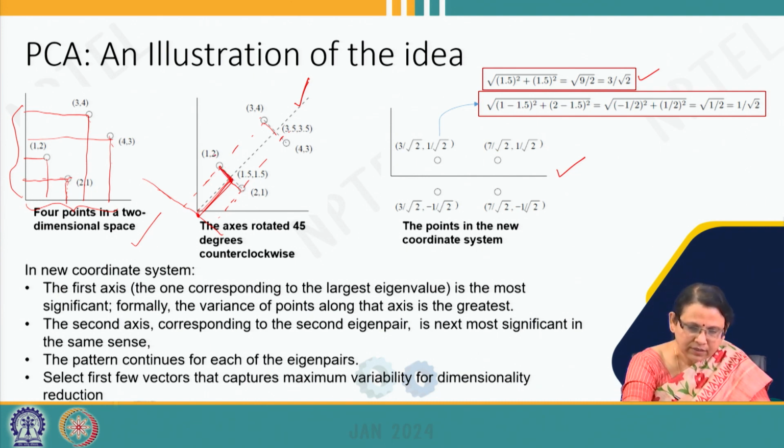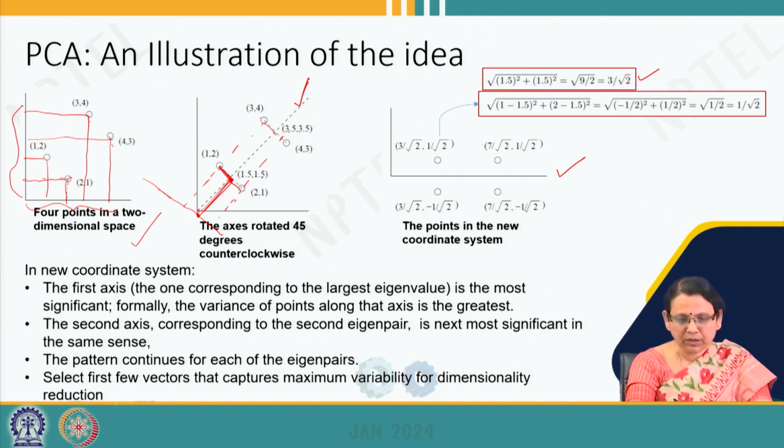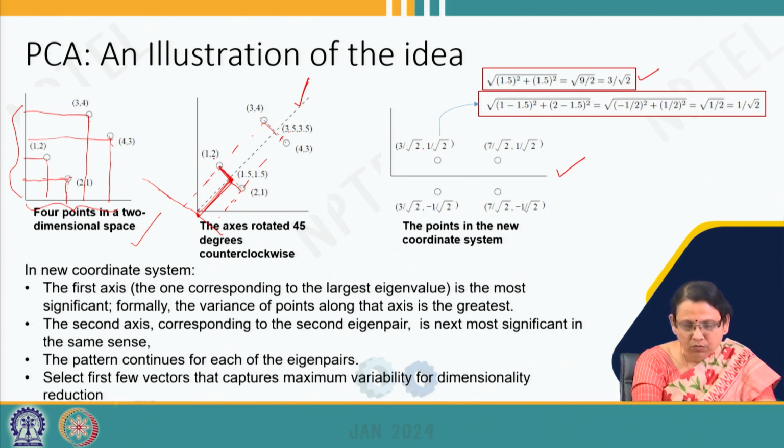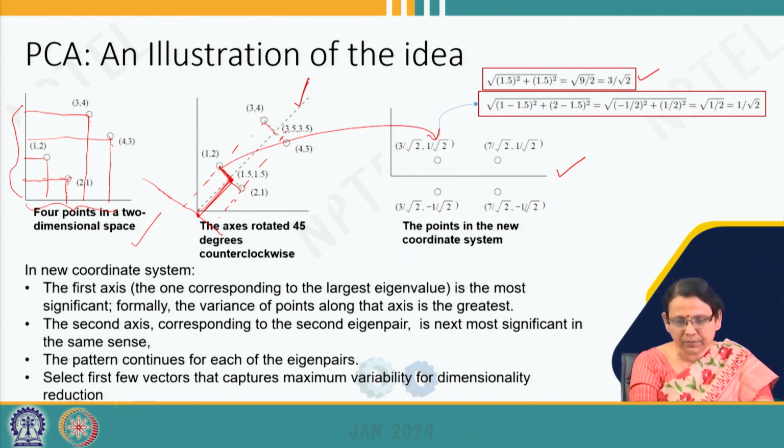And similarly, for this one, the distance between this point and this point, which is 1.5, is from 1 minus 1.5 and 2 minus 1.5 squared. So, that makes it 1 by root 2. So, now this one, which was originally 1, 2, is now this point, and as we have seen, maximum variability is captured on this axis.